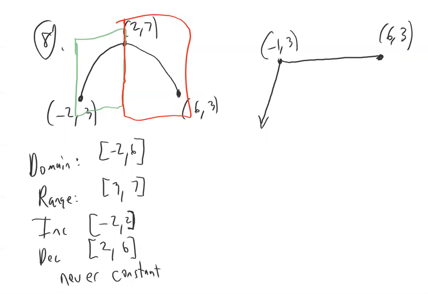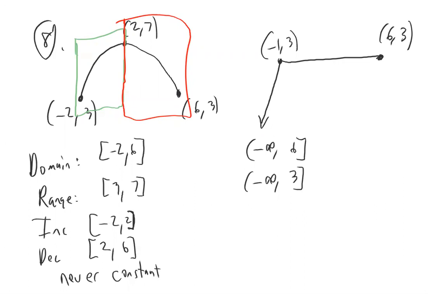What is the domain? So from left to right, the left side of it is at -infinity. The right side of this is at 6. So the domain of it is from -infinity to 6. The range of it is from bottom to top. The bottom of it is at -infinity. The top of it is at 3.